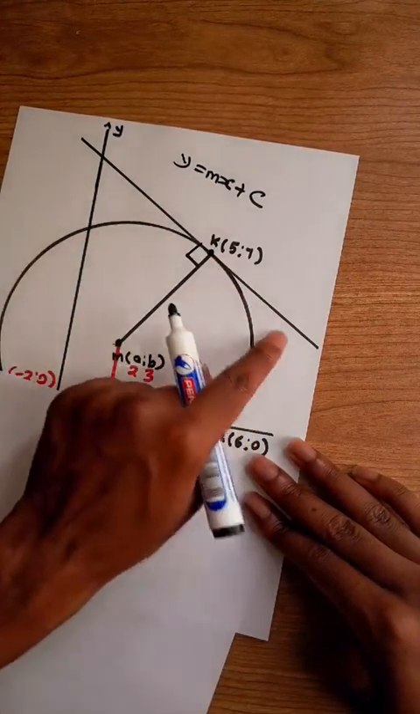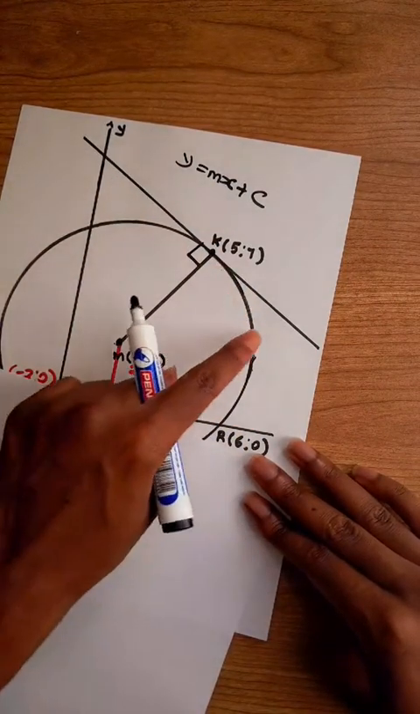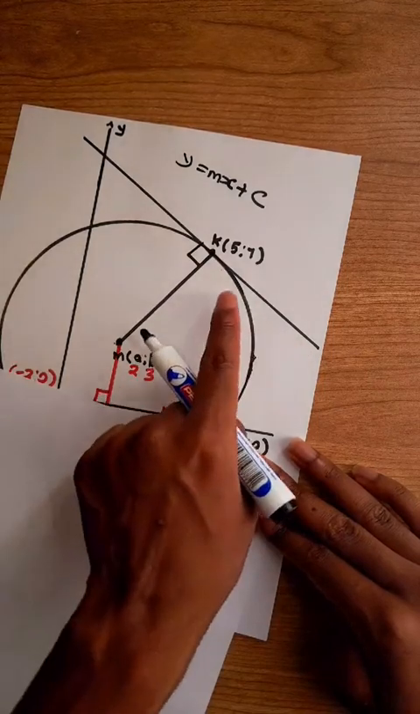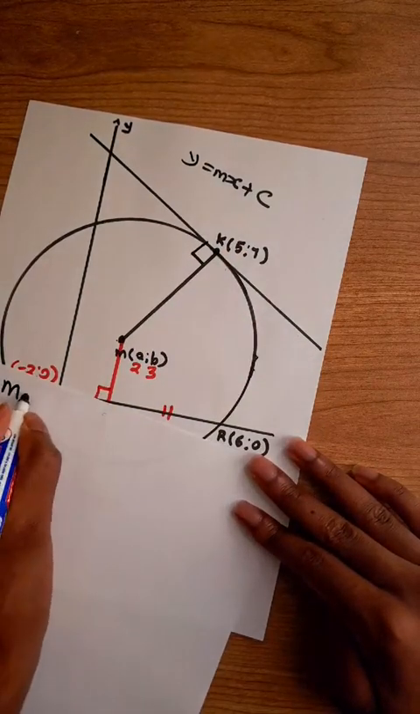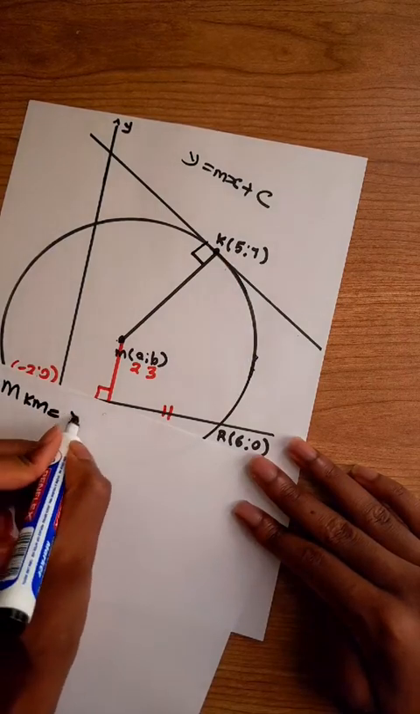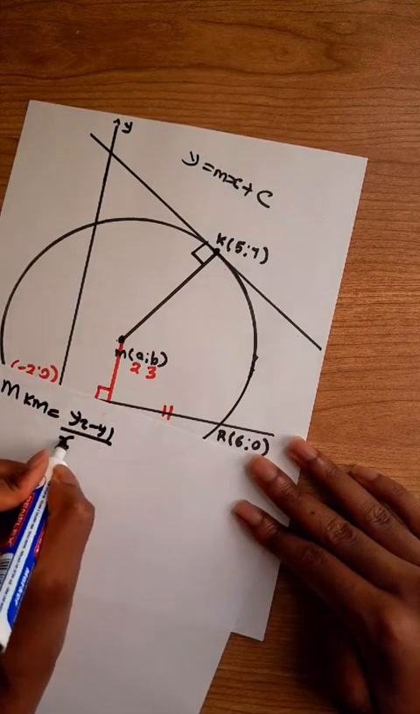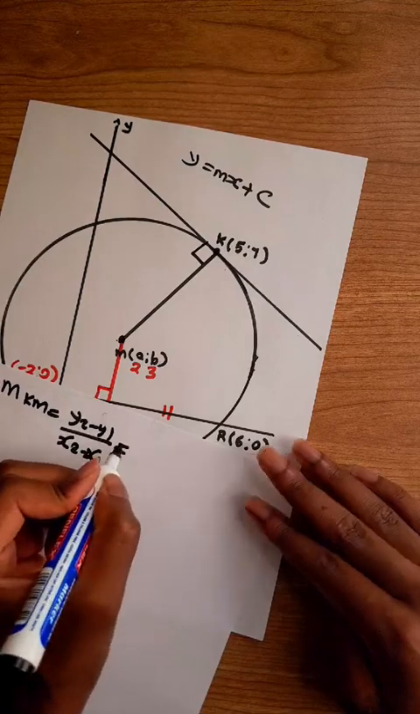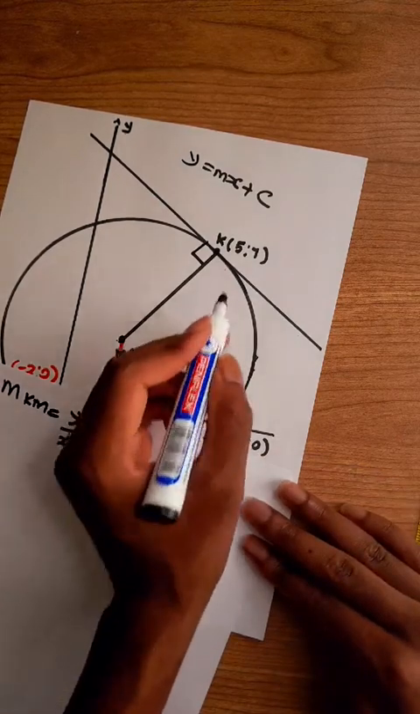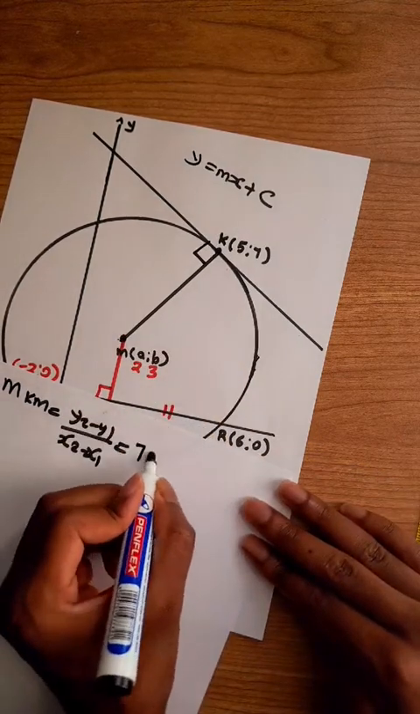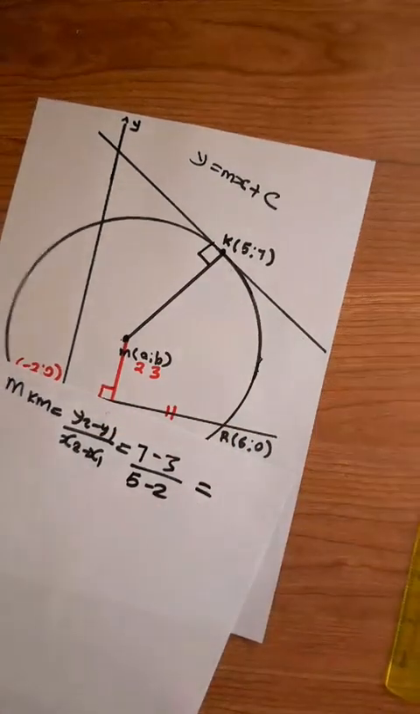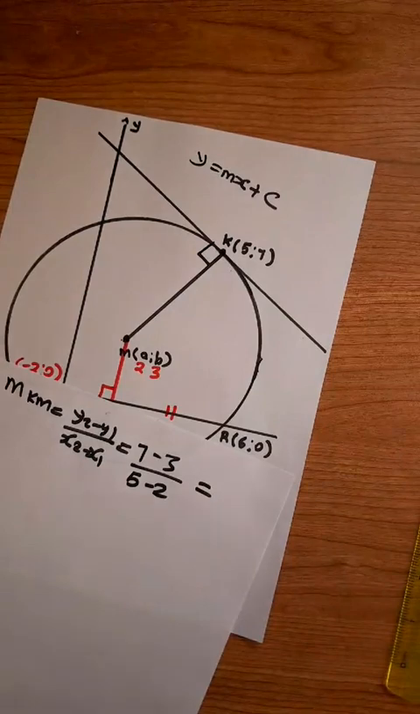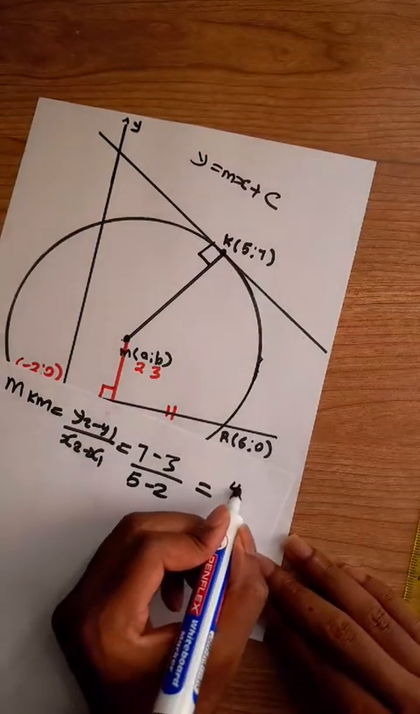How do we find the gradient of this line? You don't necessarily have to look at the gradient of this line. You can find the gradient of KM. So the gradient of KM is going to be y2 minus y1 divided by x2 minus x1, right? What is y2? It's going to be 7. What is y1? It is going to be 3. What is x2 minus x1? It is going to be 5 minus 2. Quickly, on the calculator, I'm going to have 7 minus 3 divided by 5 minus 2. It is going to be 4 divided by 3.